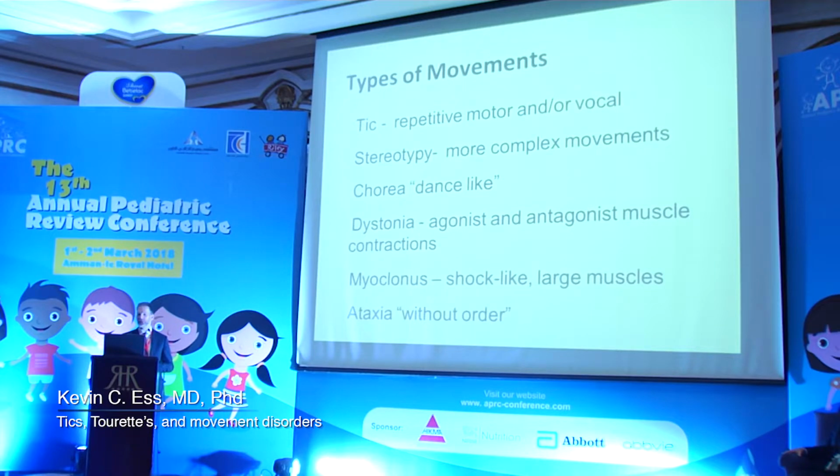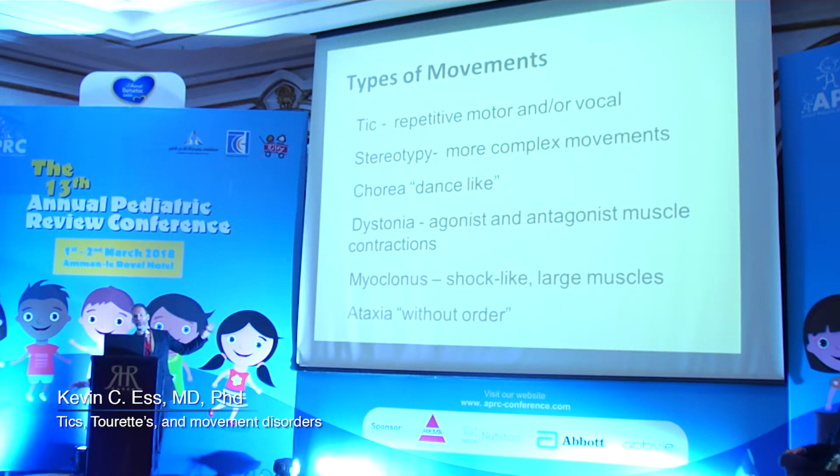Chorea literally means dance-like, so these are the writhing, dancing movements. Sydenham's chorea is a prototypical example we'll talk about, and I'll show you that. Dystonia is where the muscles that move one way, agonist, and the other way, antagonist, both fire at the same time. You get these twisting, contorted, and actually painful movements, even to imitate. Myoclonus is large, shock-like movements of large amplitude muscles. And then ataxia is usually thought to be more of a cerebellar issue, literally meaning without order.